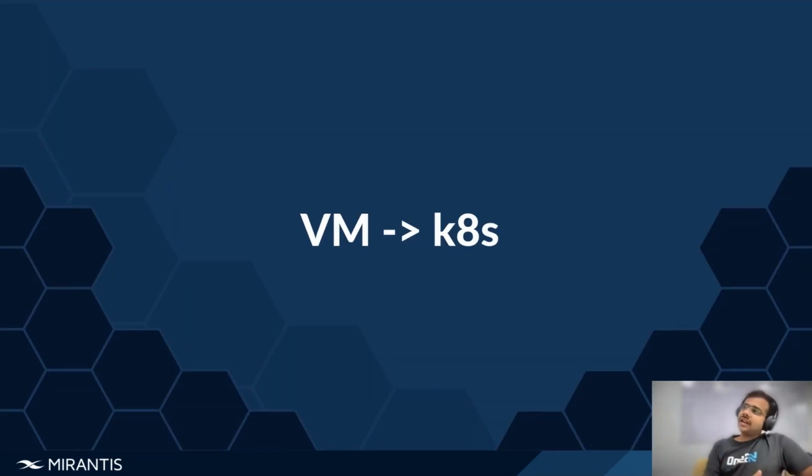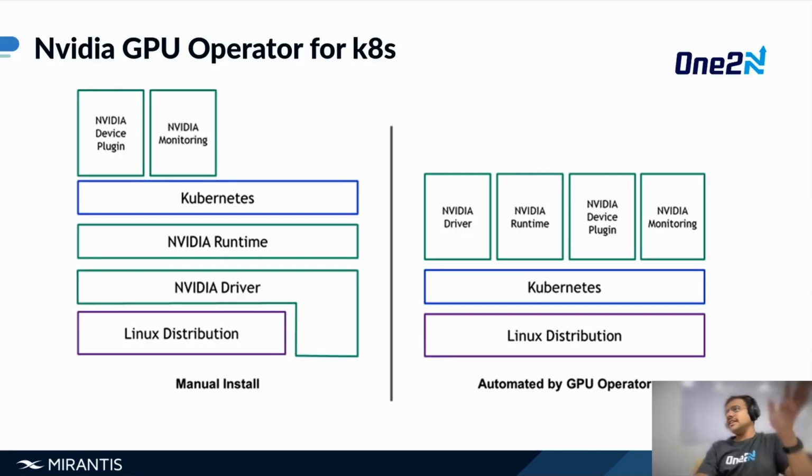Now, this is where I think I can talk about how we went from VMs to Kubernetes. And the first thing that we went for is the NVIDIA GPU operator. So what we needed was that the application, which would be running as pods in our Kubernetes clusters, should be able to access the GPUs. And there were two approaches to do that.